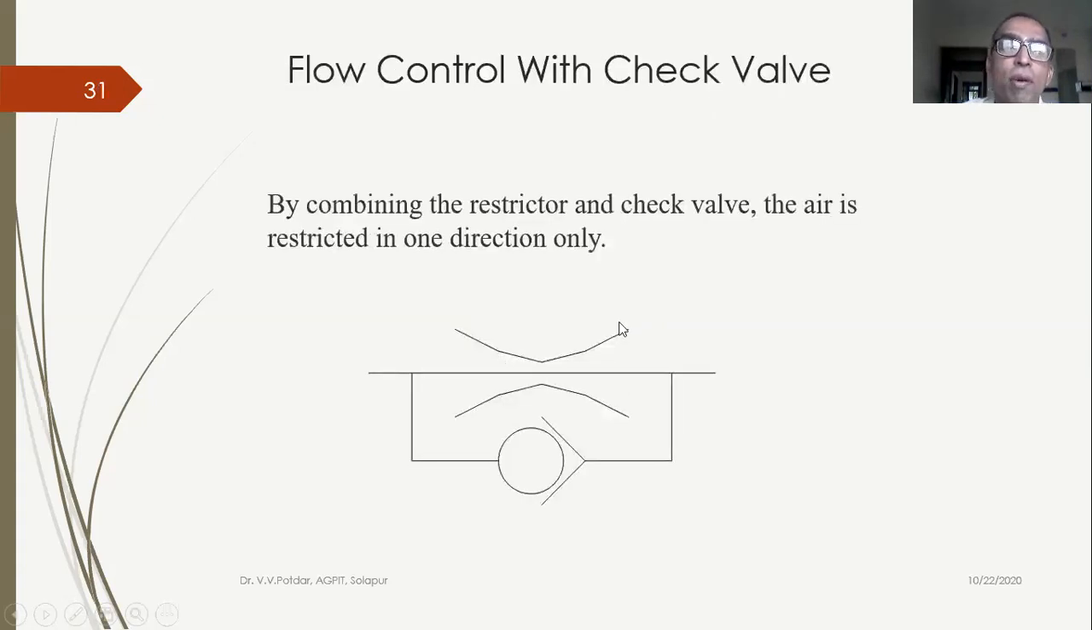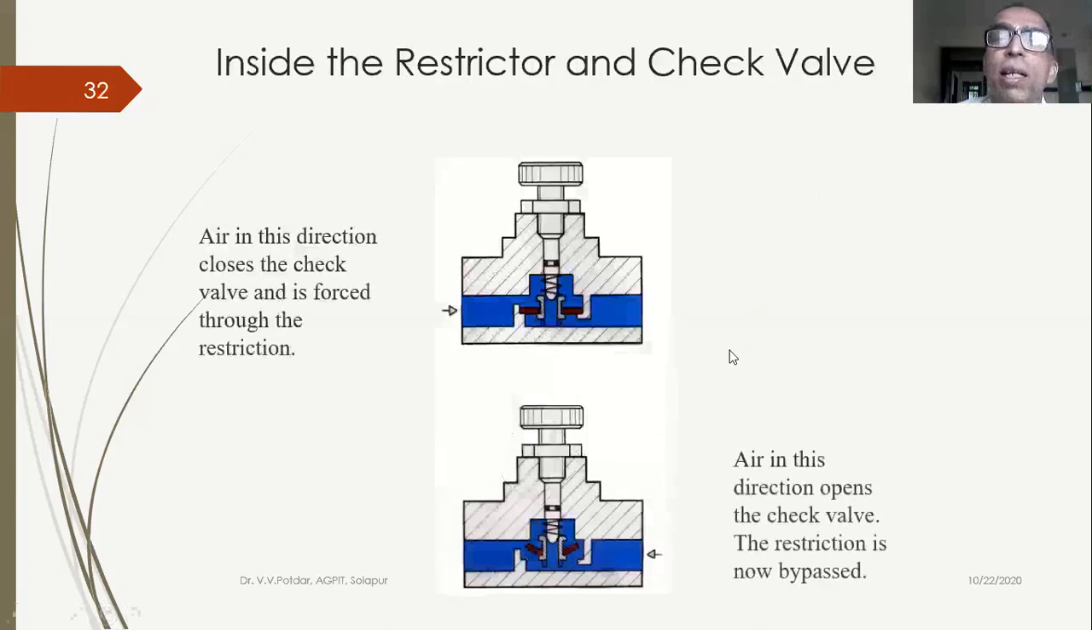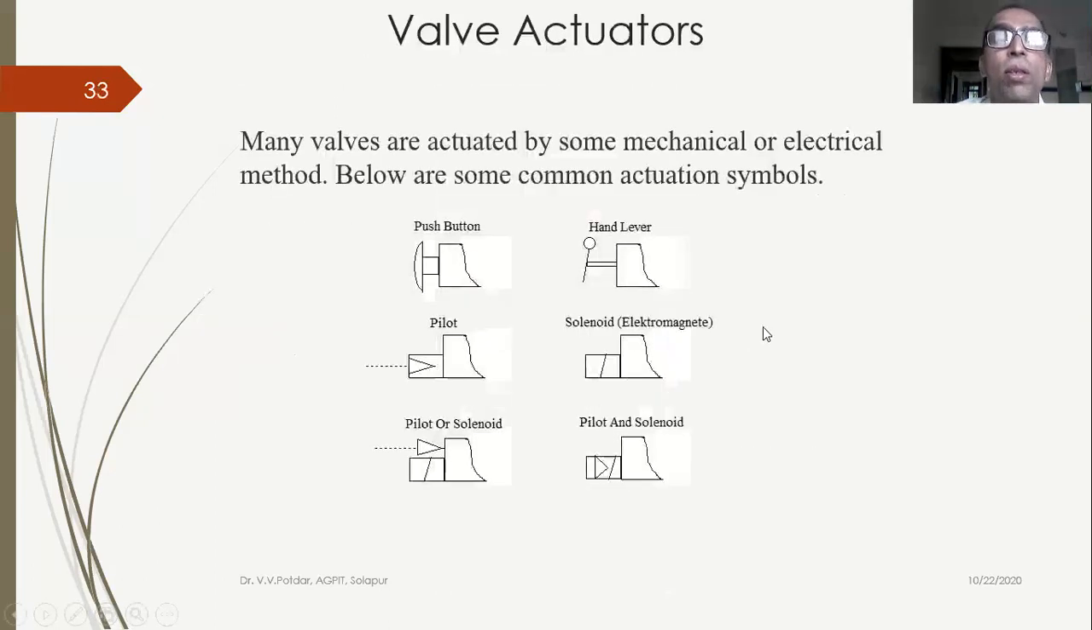Flow control with check valve, this is a symbolic representation. So, restrictor plus check valve. By combining the restrictor and check valve, the air is restricted in one direction only inside the restrictor and check valve. Now the valve actuators: many valves are actuated by some mechanical or electrical method.